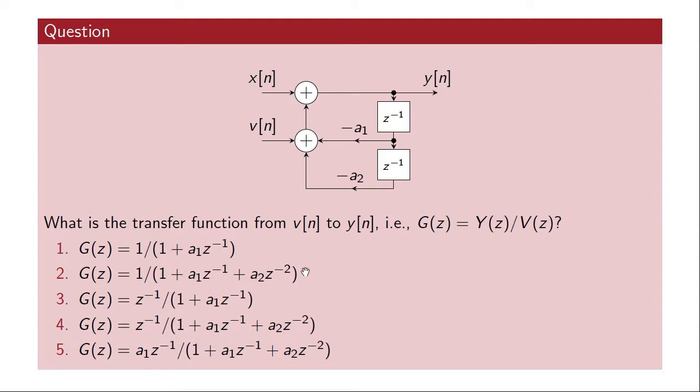The correct answer is option number 2 in this case. And one way to see that is that if we look at the circuit from this point, it's the same as the circuit from this point. So it doesn't matter if we add the signal here or if we add it to this addition. The point here will still be the same, so its effect on the output signal will be the same. So that means that the transfer function from v of n to y of n will be the same as the transfer function from x of n to y of n, and that is the transfer function of this general AR system, which is given by option number 2.